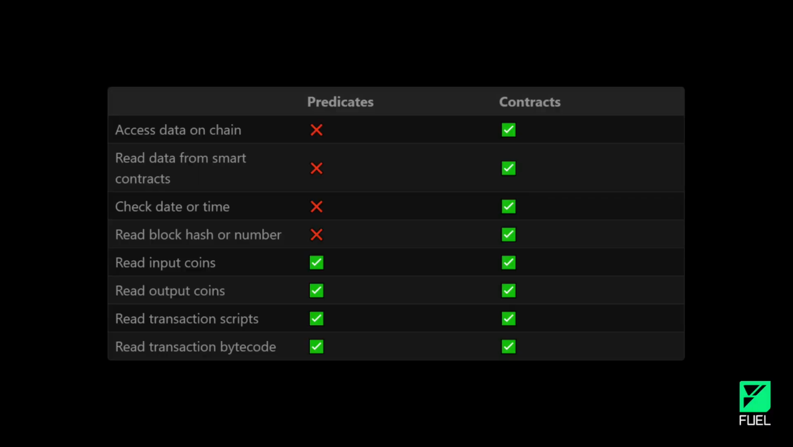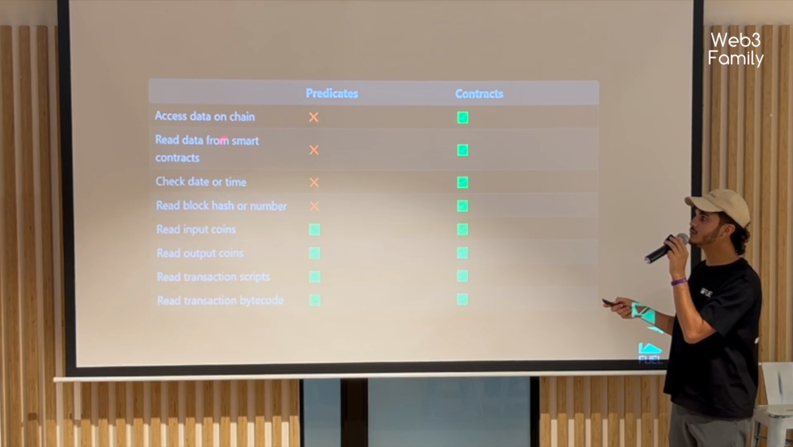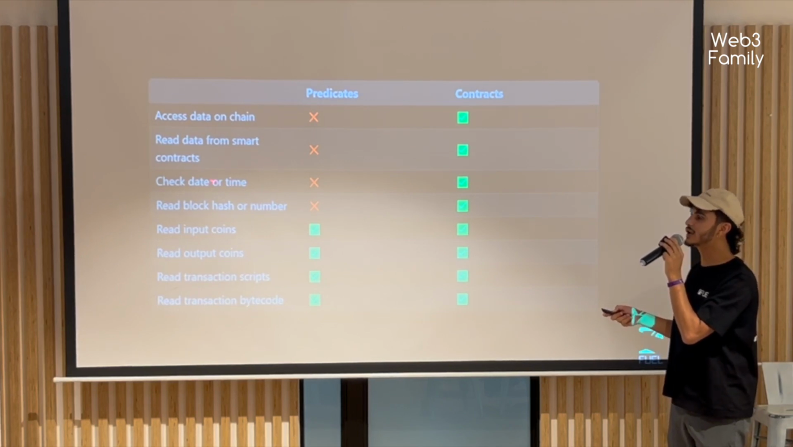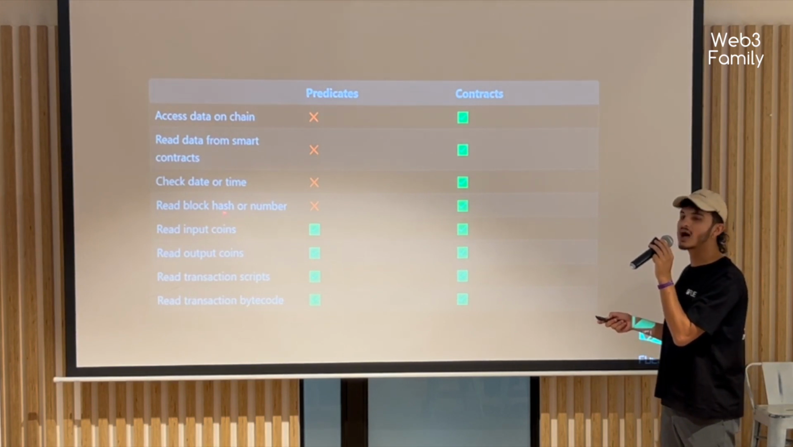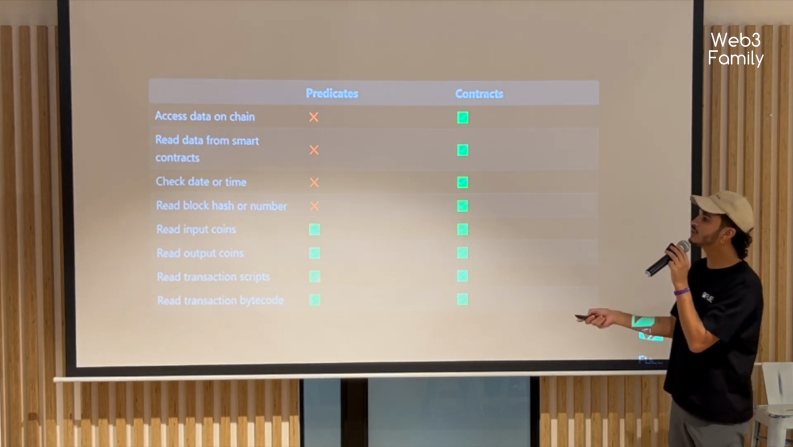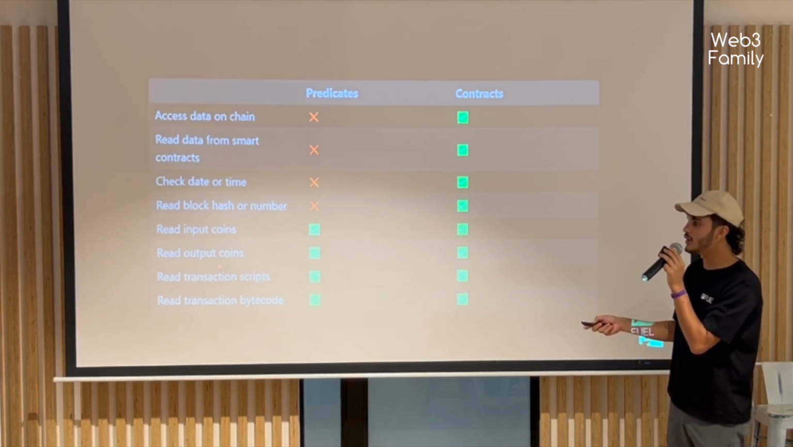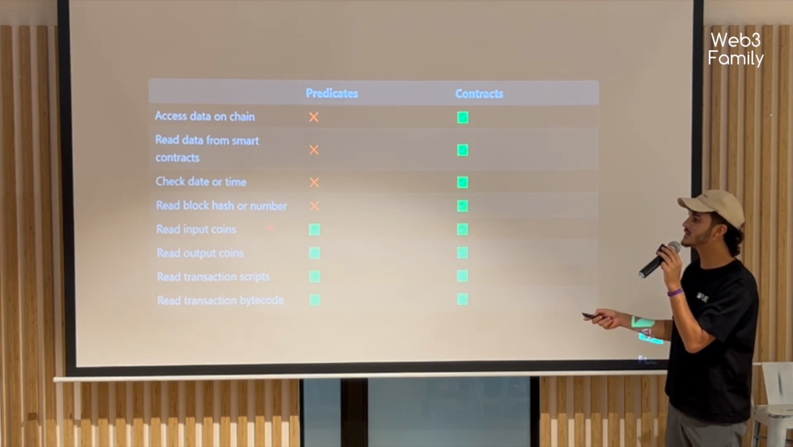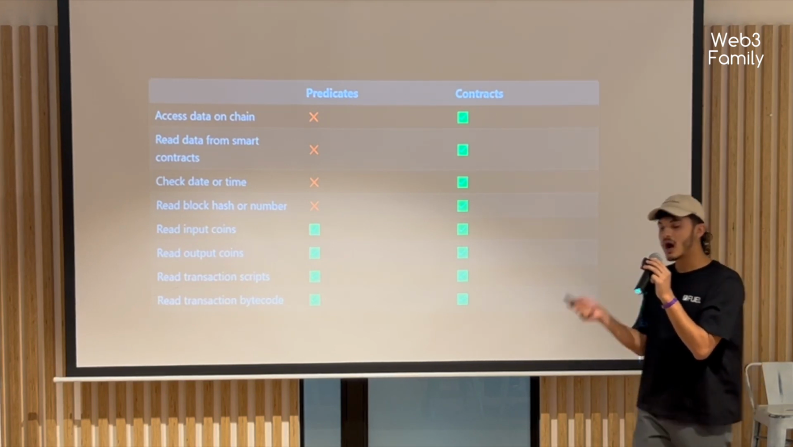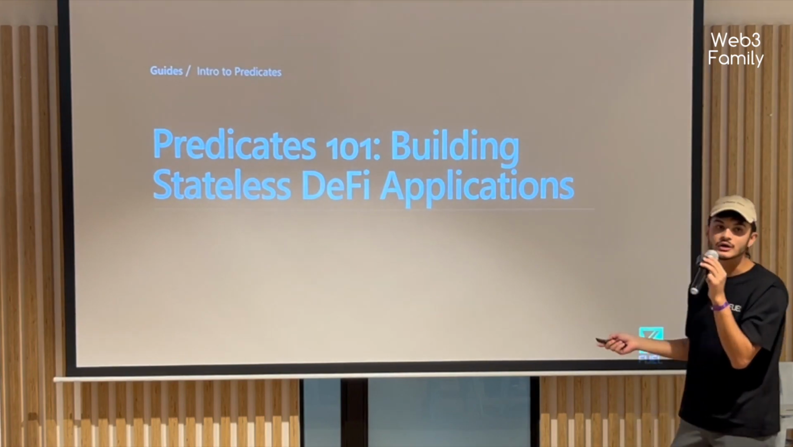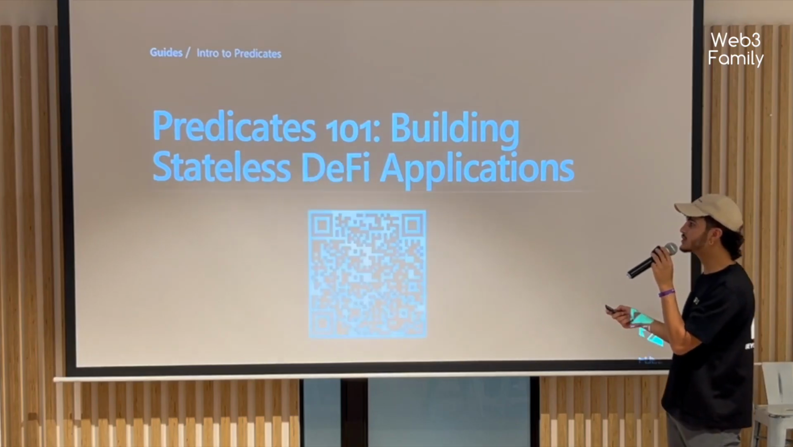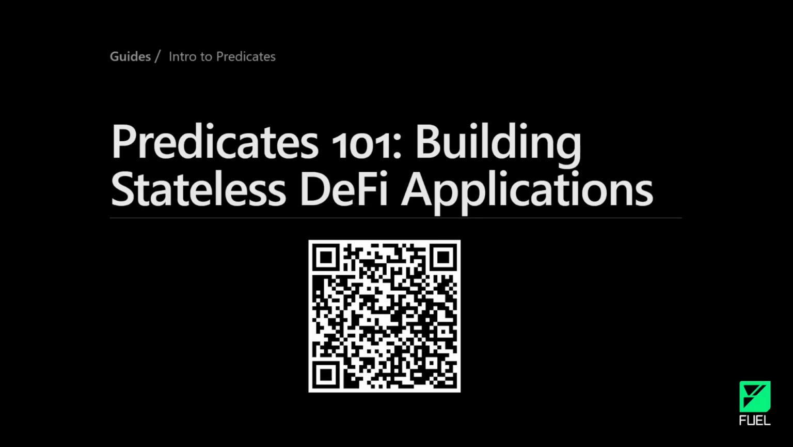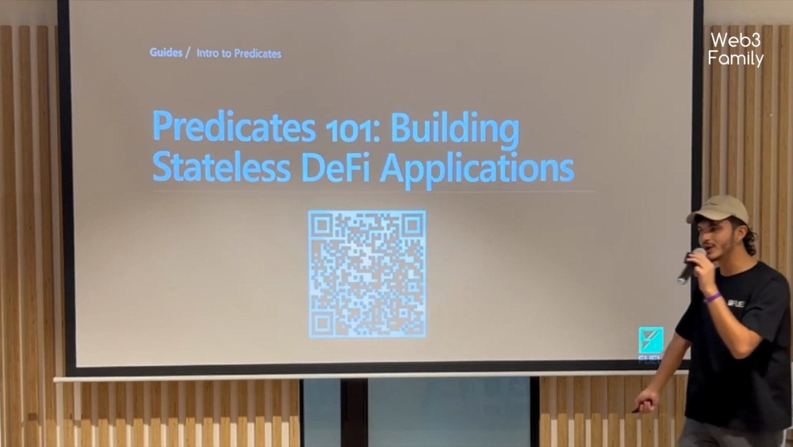Predicates are stateless by design. So you cannot access data on chain, you cannot read from smart contracts, you cannot check date or time, and you cannot read block hash or numbers, but you can read input and output coins, transaction scripts and transaction bytecode. Actually, this was taken from our guide, Predicates 101: Building Stateless DeFi Applications. You can check this QR code if you want to start building predicates.